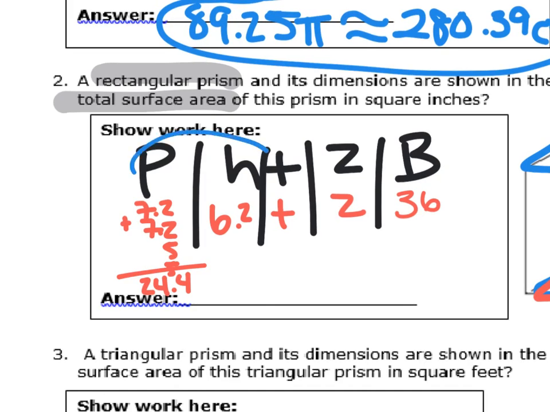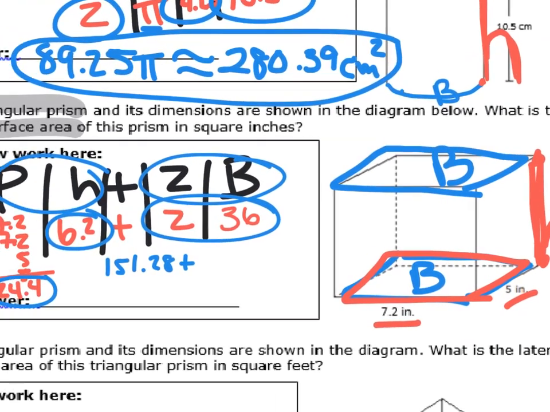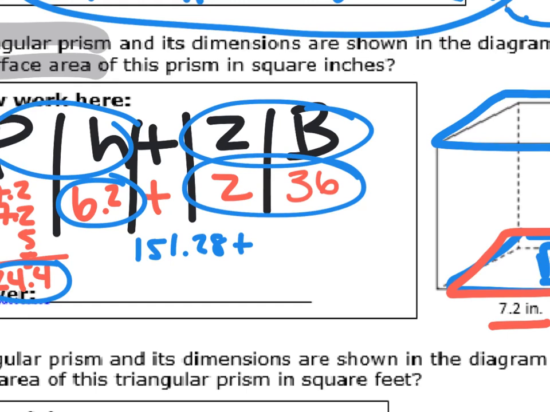And now we're going to multiply. P and H are next to each other, so that means we're just going to multiply these two. 24.4 times 6.2 is 151.28 plus, now we're going to multiply 2 times B because we had two bases, not just one, so we need both of them. 2 times 36, 72.